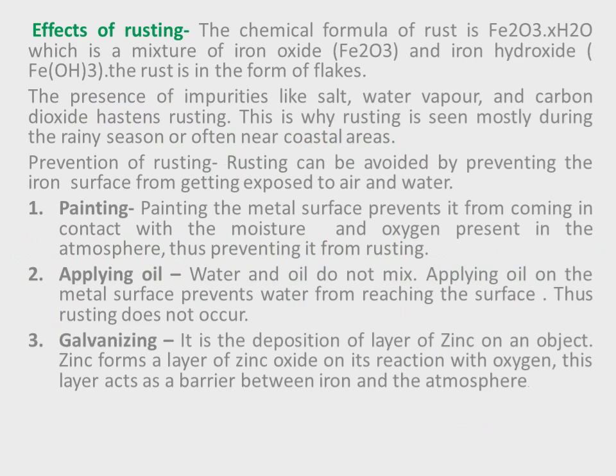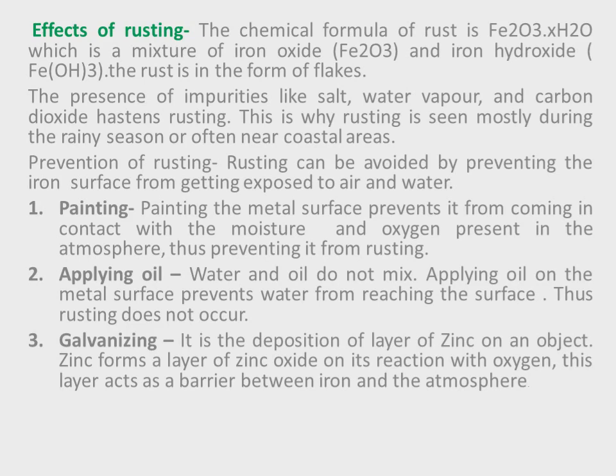Now, what are the effects of rusting? The chemical formula of rust is iron oxide monohydrate, which is a mixture of iron oxide and iron hydroxide, and the rust is in the form of flakes. The presence of impurities like salt, water vapor and carbon hastens rusting. This is why rusting is seen mostly during the rainy season or often near coastal areas.